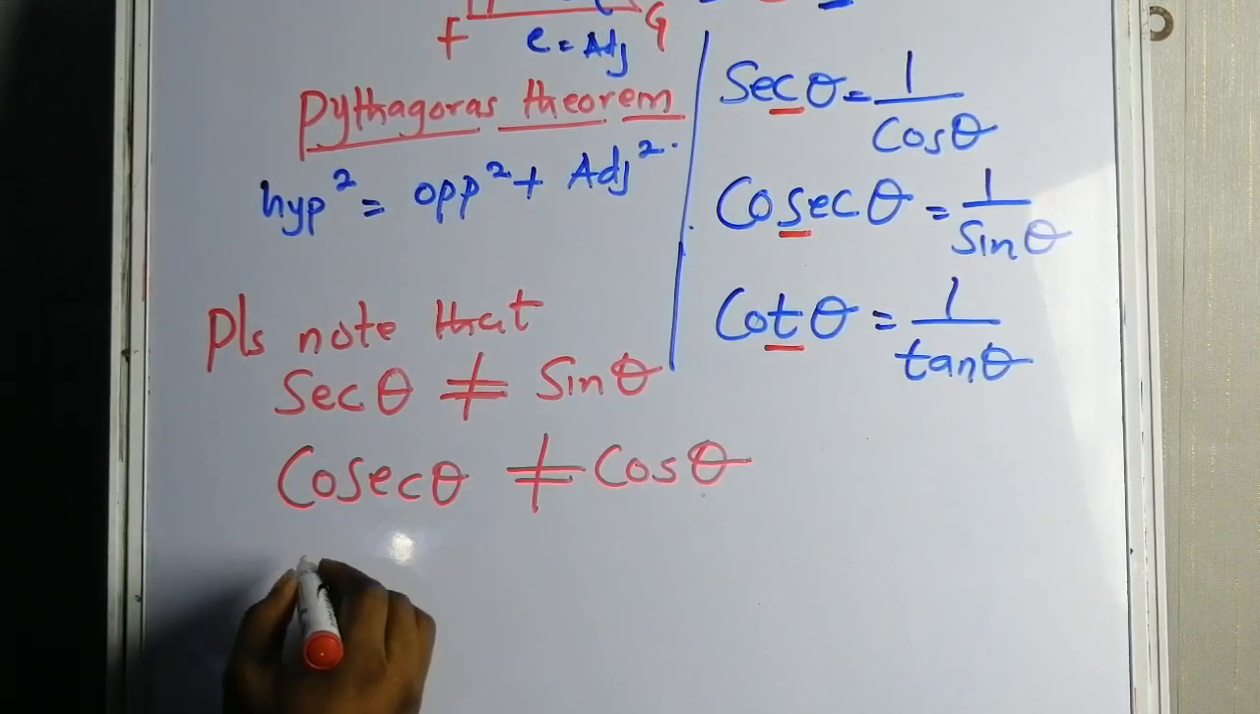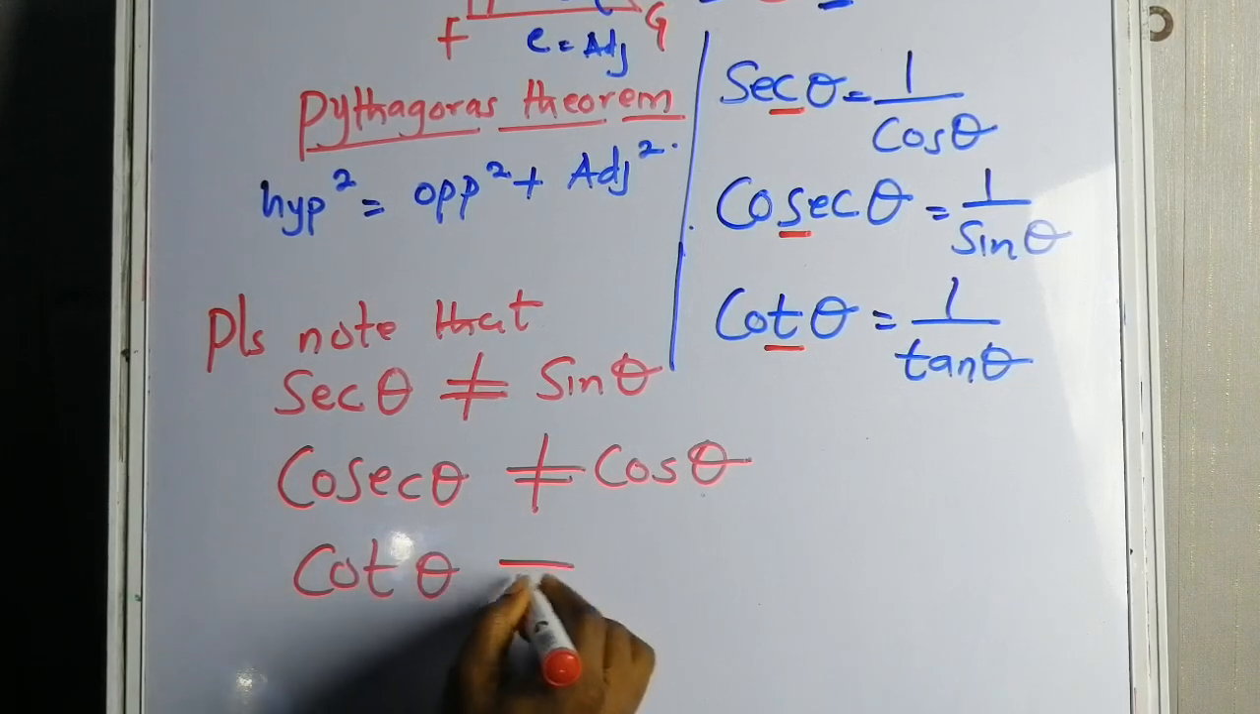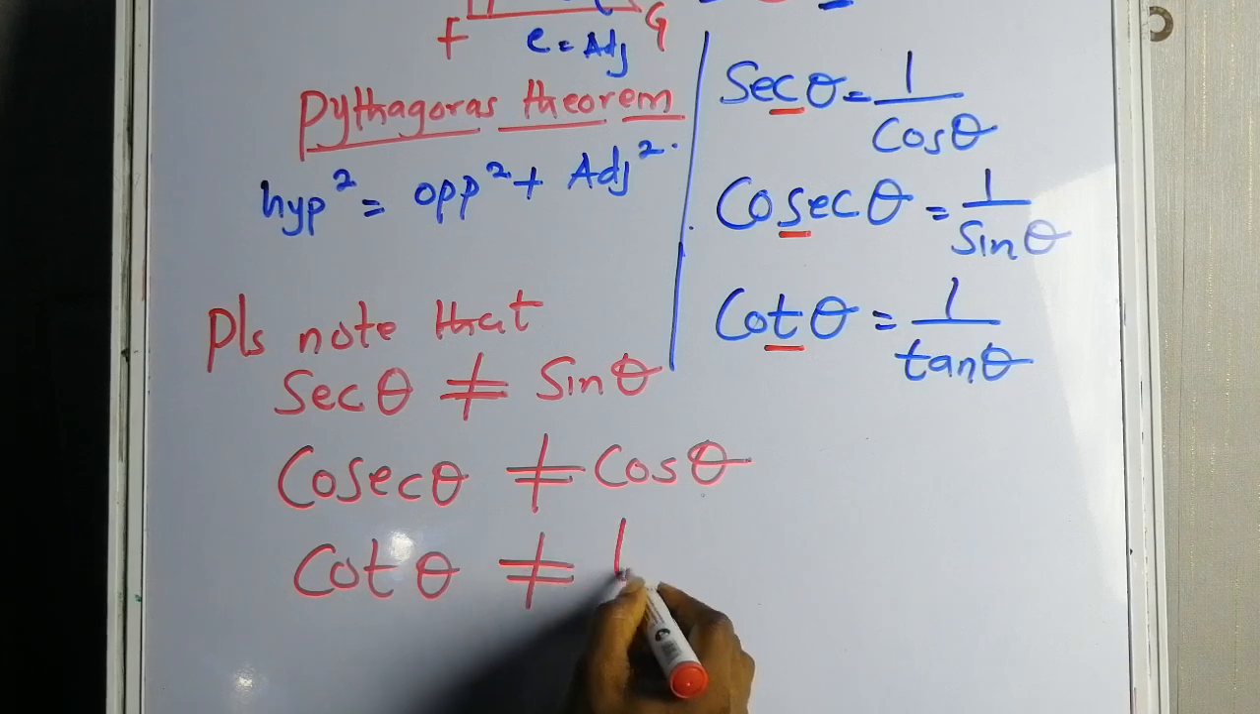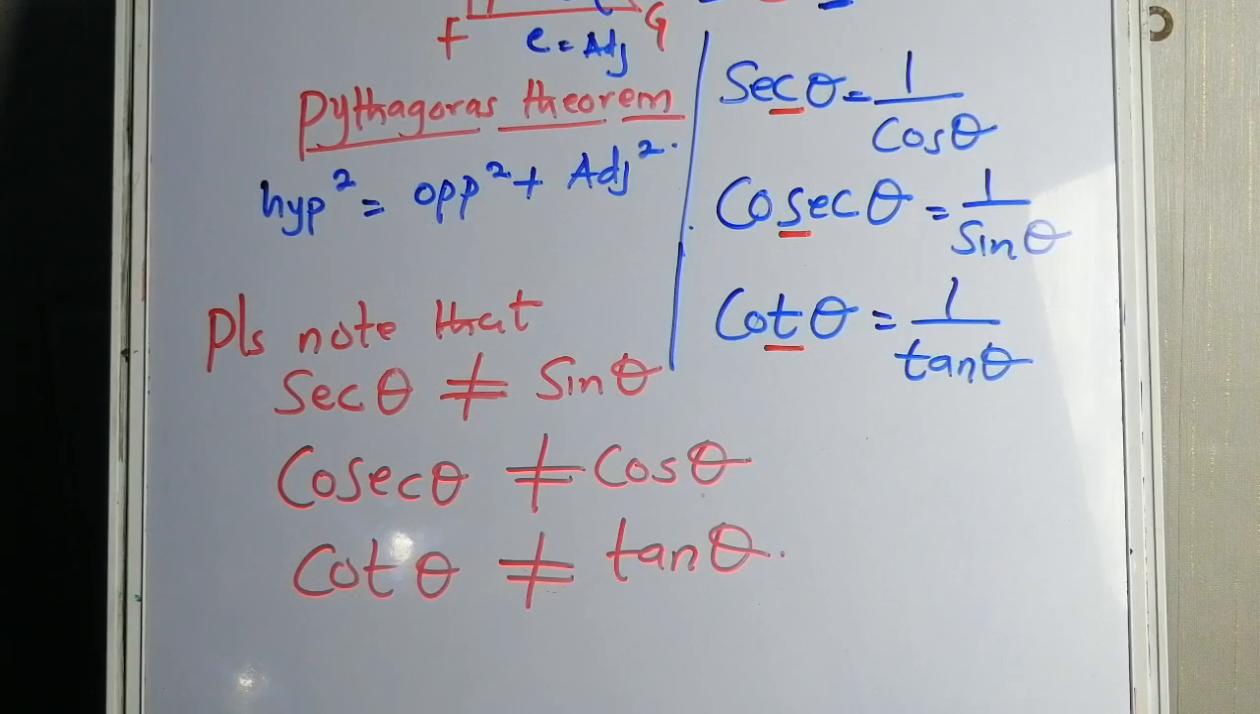Very important. And cot theta is not the same thing as what? Tan theta. Very, very important. So don't mix it up. So now for sec theta is equal to 1 over cos theta.